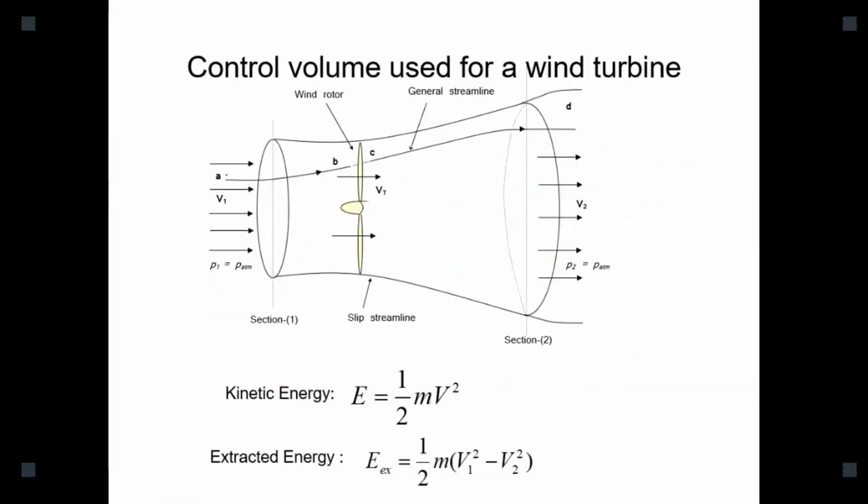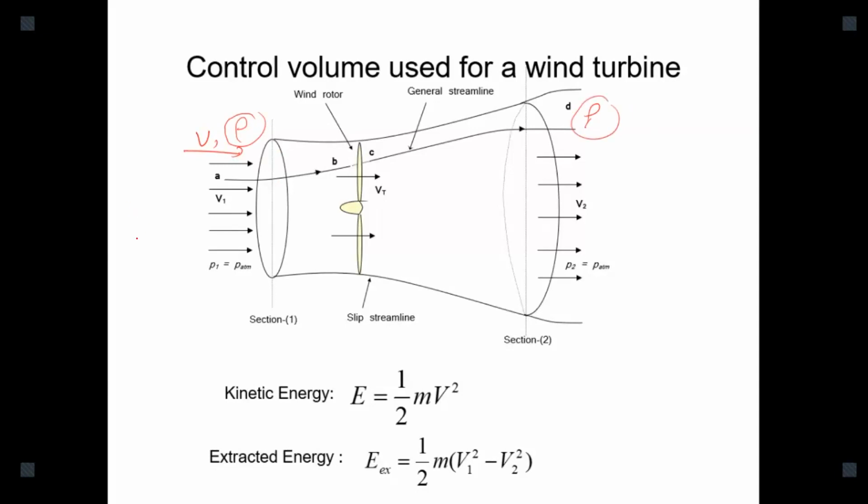Here the wind rotor is here. The wind speed is coming there. There is some density here. Actually, it works as an incompressible flow. Incompressible flow means the density is constant, almost constant.